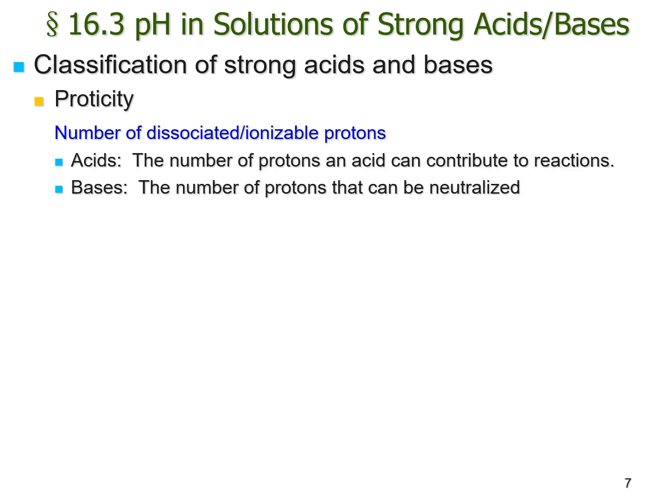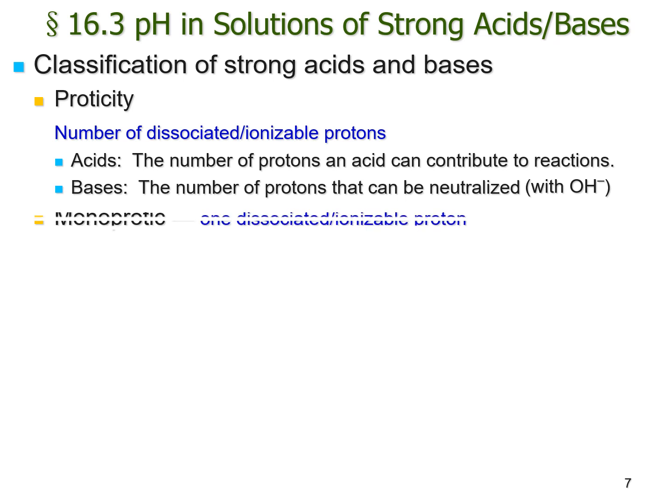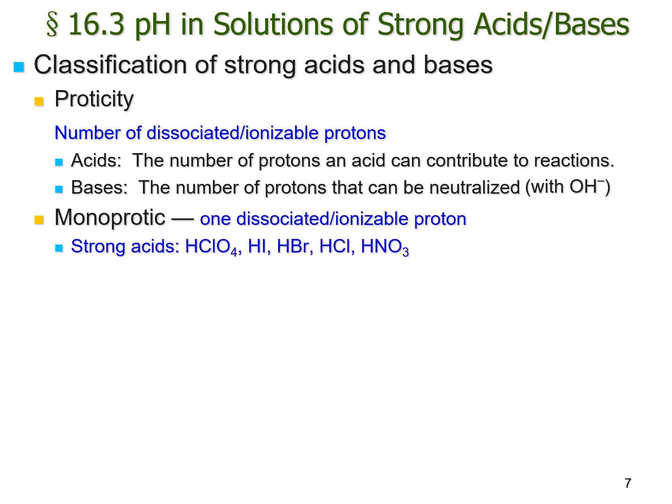Okay, so for acid, we talk about the number of protons of an acid that can contribute to the reaction. For the base, it will be the number of protons that can be neutralized, of course, with OH minus. So if you have a formula that only has one proton, we call such an acid monoprotic.